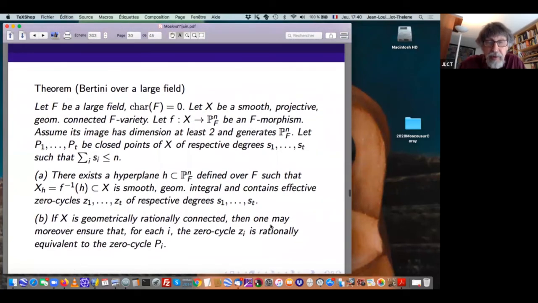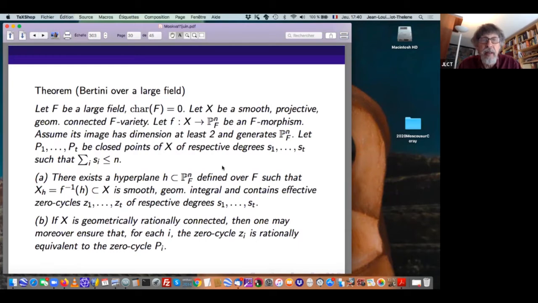And there's a Bertini theorem over a large field, which is very much the same as the previous one, except that the assumptions are the same as before. The statement is that if the field is large, then we can guarantee that there's a hyperplane which cuts out a smooth hypersurface on your X, and which contains effective zero cycles of respective degrees s_1, ..., s_t, starting from the fact that you had given closed points on your X of respective degrees s_1, ..., s_t. So by changing the P_1, ..., P_t, you produce zero cycles of the same degrees, and then a smooth hyperplane section that passes through this. And moreover, if you take X to be geometrically rationally connected, in the sense of Colliot-Thélène, then one can ensure that for each i, the zero cycle Z_i is rationally equivalent to the zero cycle P_i you started with.